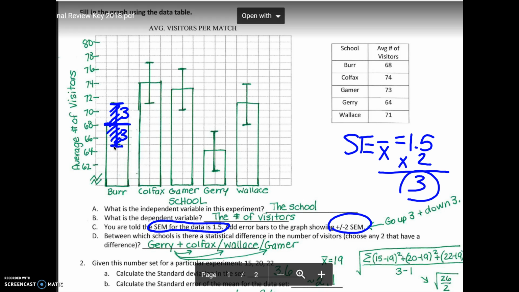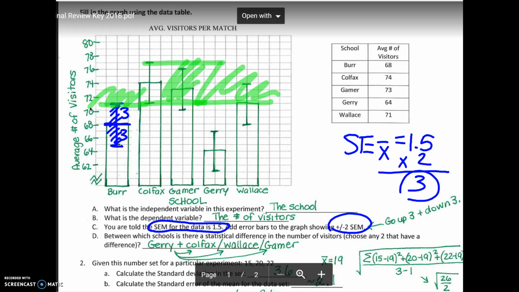Why is that important? Well, it can give us an idea of whether or not there's a statistical difference between the data, the bars. If two error bars overlap, we assume there's no statistical difference. For example, notice these overlap. If I slide this error bar across, it hits this one. It also hits that one. And it also technically touches that one.